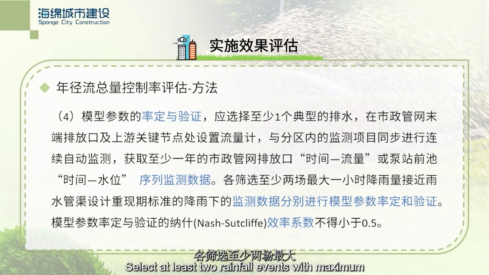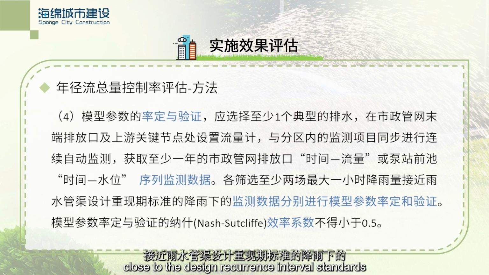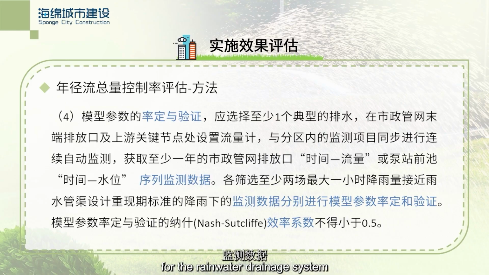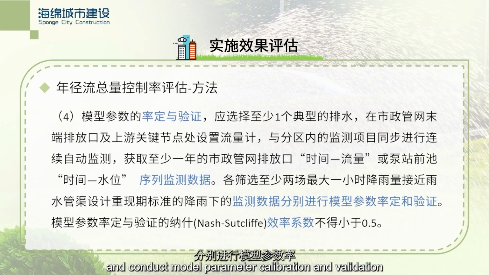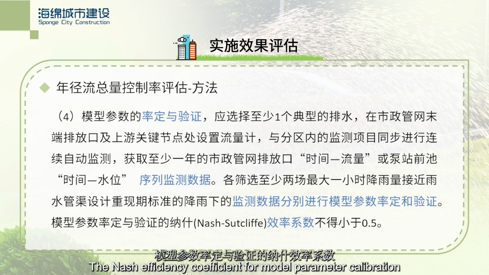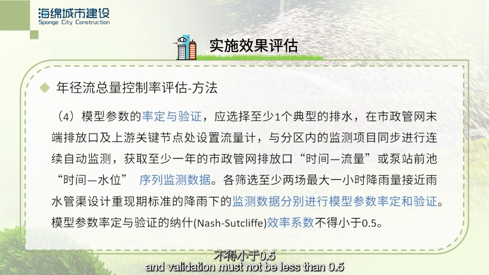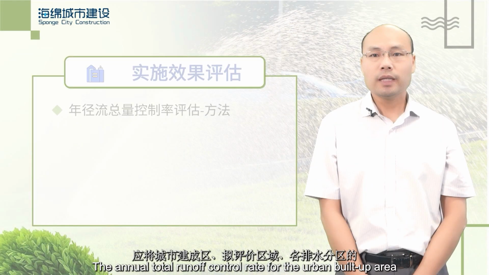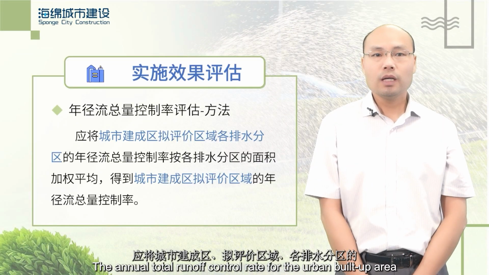Select at least 2 rainfall events with maximum 1 hour rainfall amounts close to the design recurrence interval standards for the rainwater drainage system, and conduct model parameter calibration and validation. Using the monitoring data from these events, the Nash efficiency coefficient for model parameter calibration and validation must not be less than 0.5.